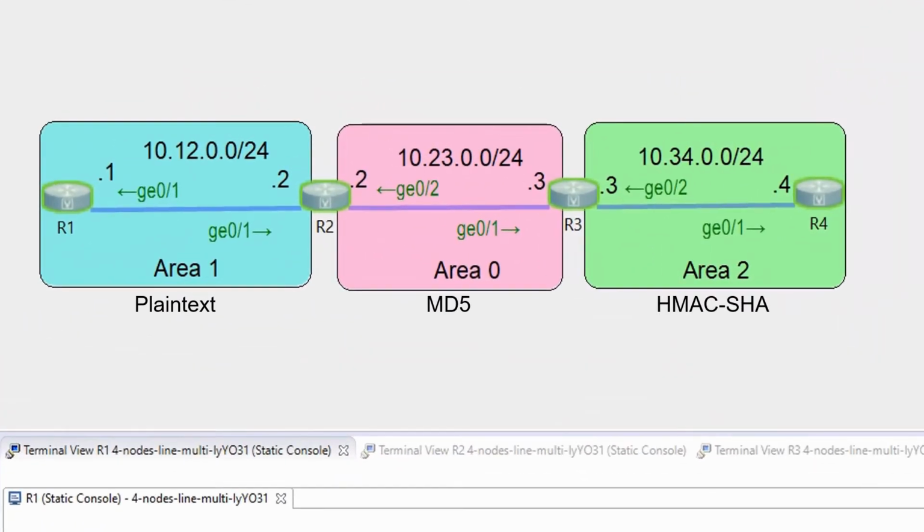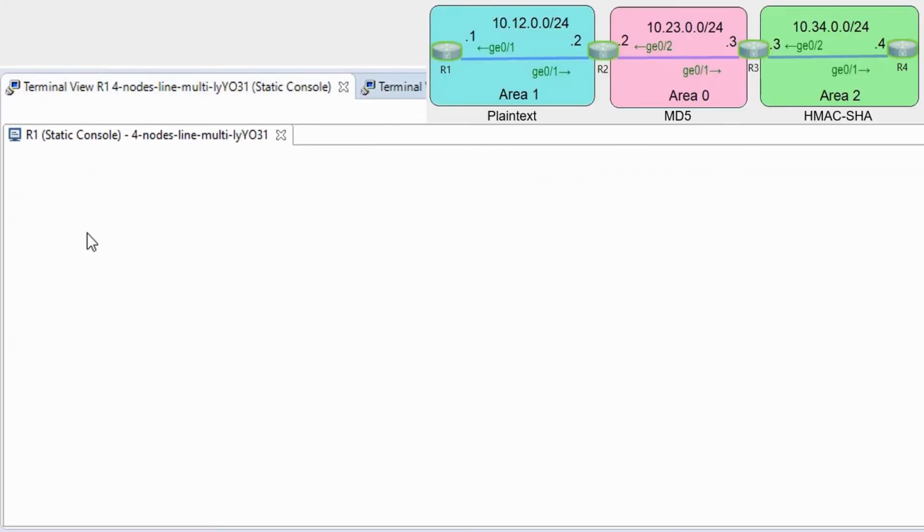Okay, this is my network for configuration example. I already pre-configured all IP addresses on all interfaces on all routers, so I can focus only on OSPF configuration and only on OSPF authentication. So I'm going to configure plaintext OSPF authentication between routers R1 and R2, MD5 OSPF authentication between routers R3 and R2, and HMAC-SHA OSPF authentication between routers R3 and R4. So let's get started. Show IP interface brief.